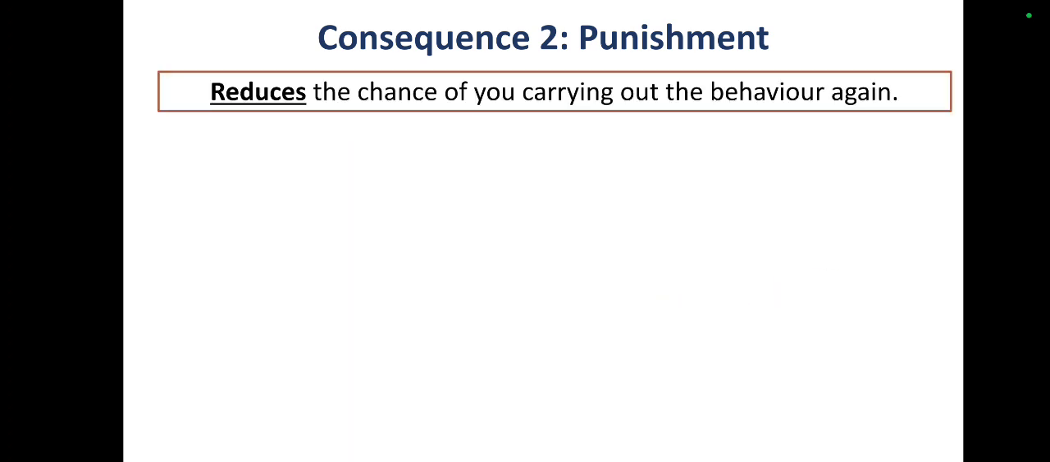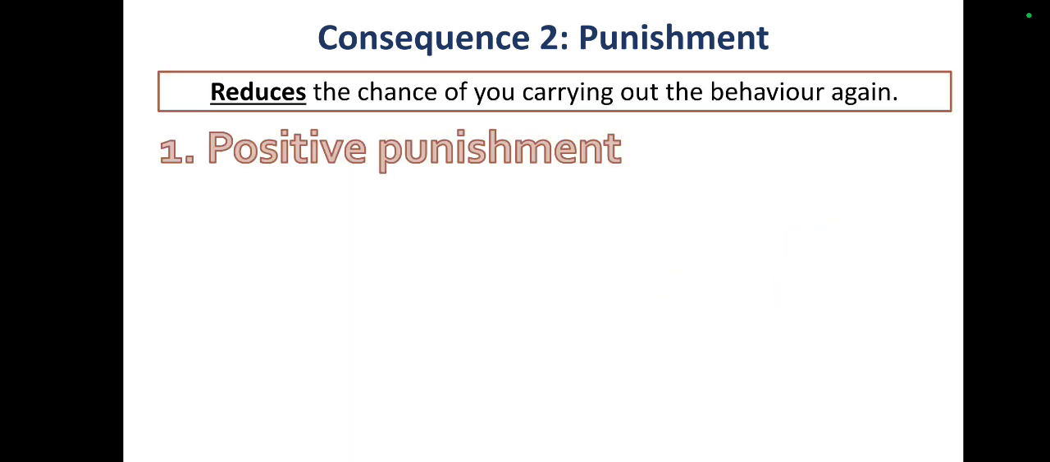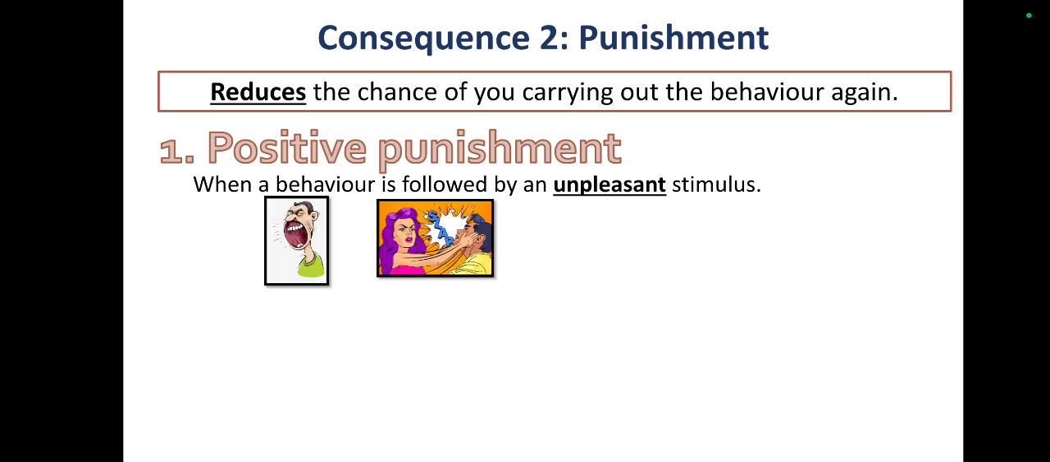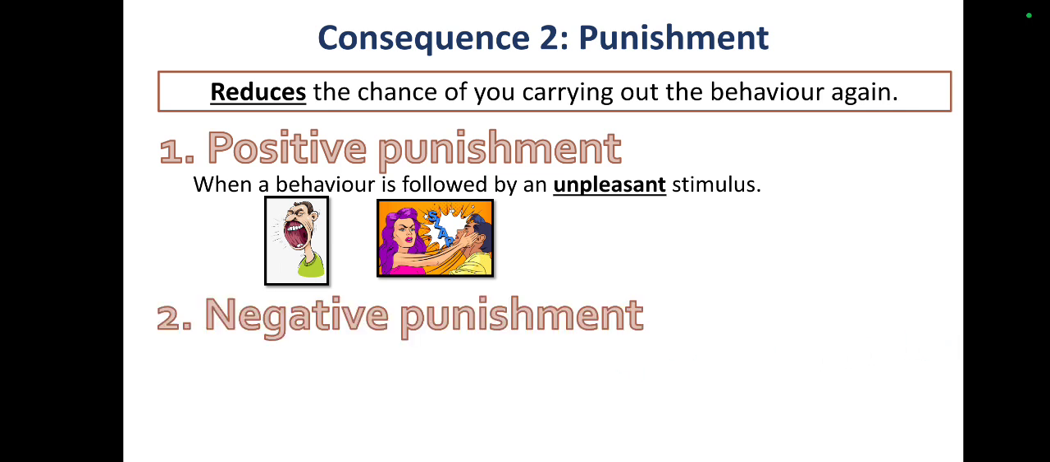With punishment, it's obviously the similar sort of concept repeated, but having the opposite effect. So what I mean by that is that these now reduce the chances of you carrying out a behaviour again. So positive punishment, if you are being punished, then that decreases the chance of you carrying out a behaviour again. So therefore, positive punishment has got to be adding something that you don't like. So a child being shouted at, for example, it is adding something into the scenario which they don't enjoy, which should hopefully deter them from doing that behaviour again.